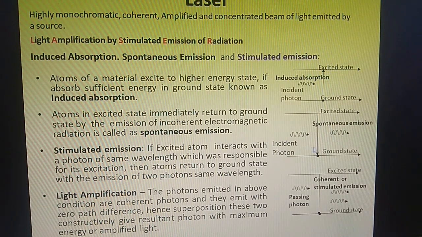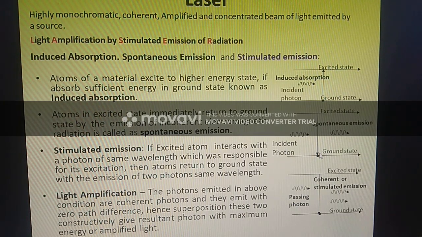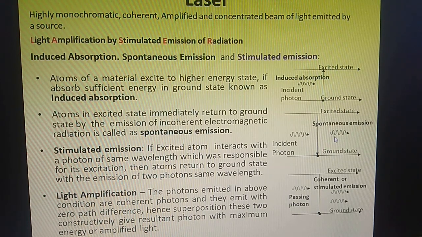The next diagram is spontaneous emission. First, it absorbs the incident light, the incident photon. It goes to the excited state. Again, it comes back to the original ground state by the emission of electromagnetic radiation. In normal light, this is spontaneous emission.